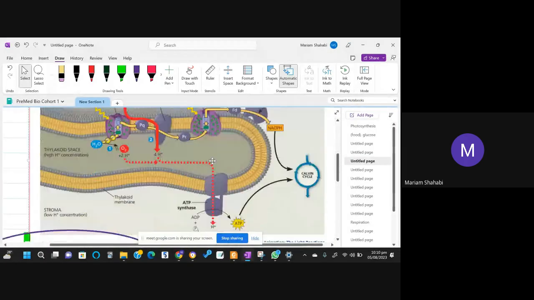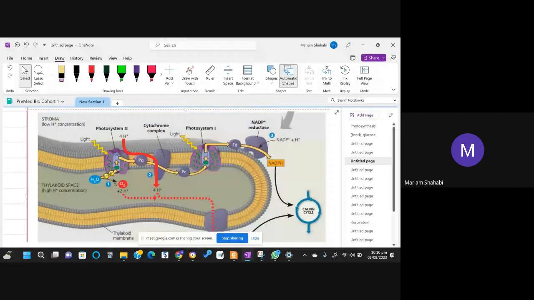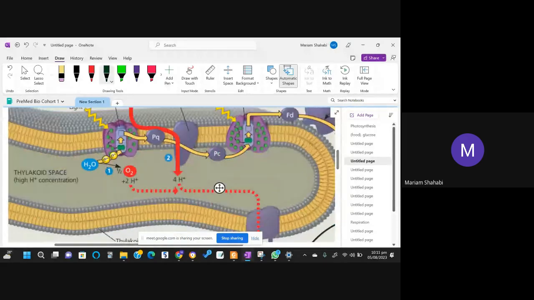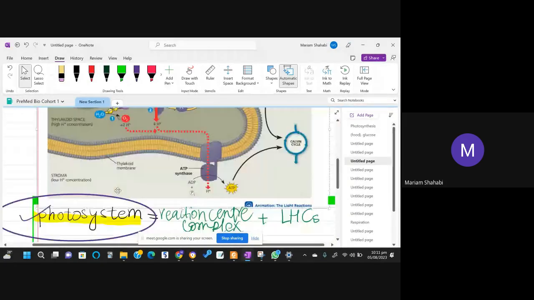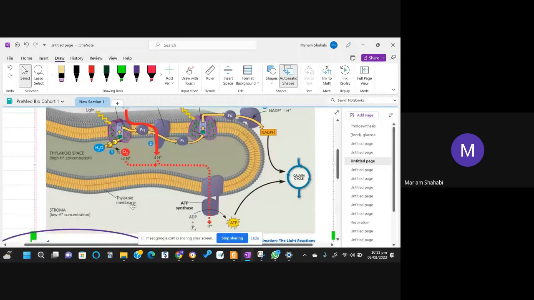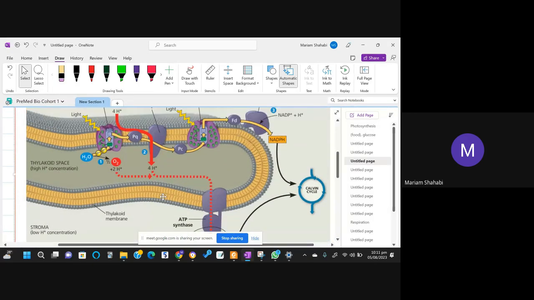ठीक है. So chemiosmosis. Now what happens is we pump hydrogen ions from the stroma into the thylakoid space. अब stroma कहाँ है इसका? This is the stroma of the chloroplast. यहाँ पे hydrogen ions कम है. We use a hydrogen ion pump, ठीक है, to pump hydrogen ions from the stroma into the thylakoid space.